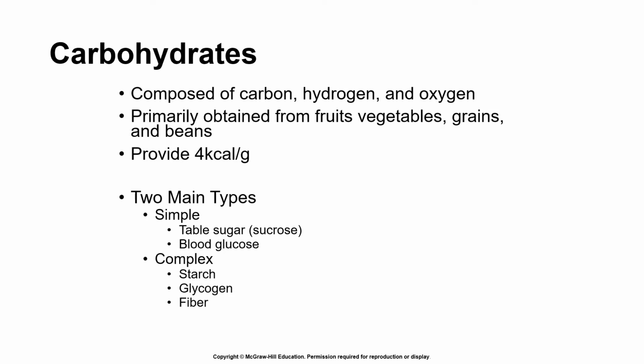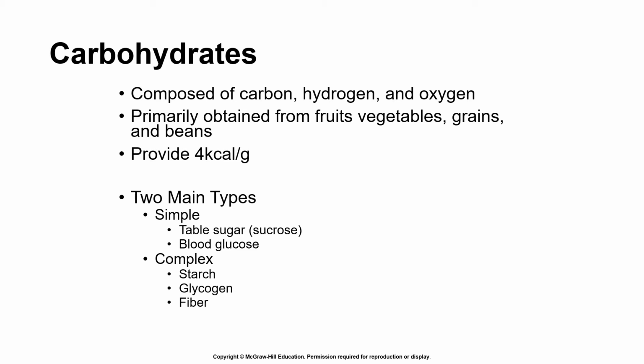The first major nutrient category that we will study is carbohydrates. They are composed of carbon, hydrogen, and oxygen. We get them from fruits, vegetables, grains, and beans, legumes. All carbohydrates provide us about 4 calories per gram. Remember, there's 28 grams in an ounce. There's 16 ounces in a pound. So a gram is quite small, but 4 calories, regardless of what kind of carbohydrate we're talking about.